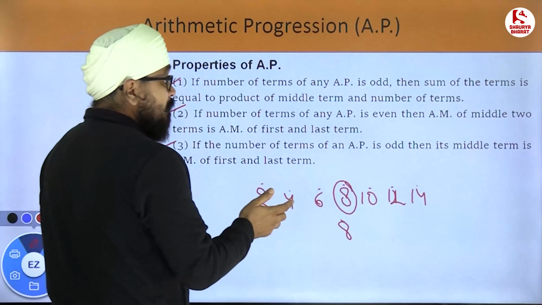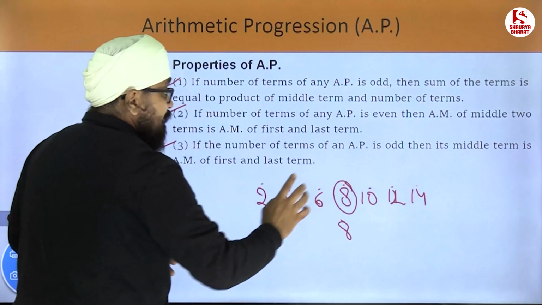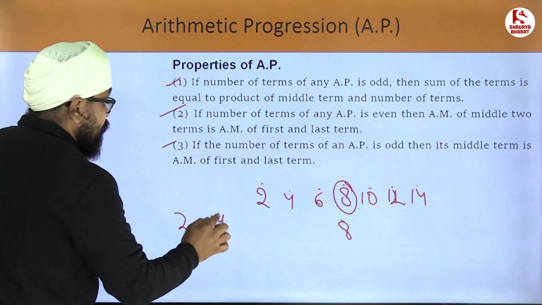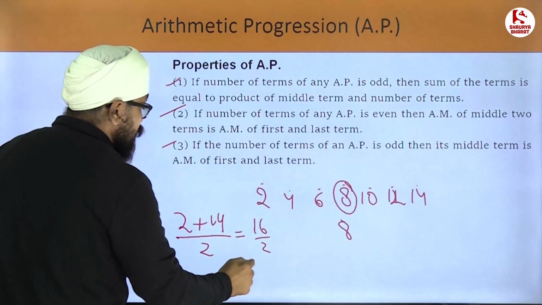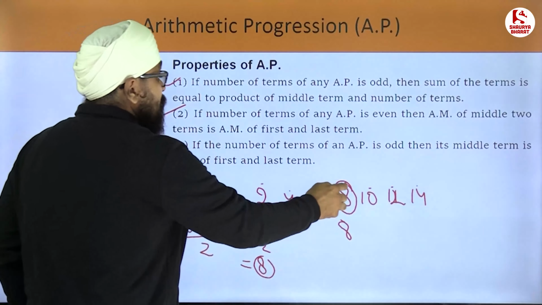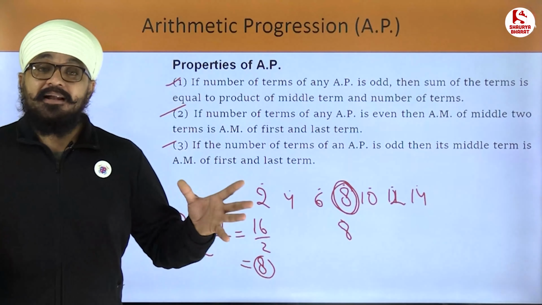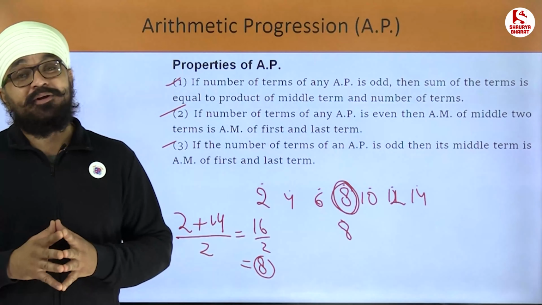So what can you say about the middle term? As given, you have to take the arithmetic mean of the first term and the last term. So 2 and 14: if you add them and take the arithmetic mean, this comes out to be 16 upon 2, which is 8. That means the middle term is actually the arithmetic mean of the first and the last term. So this is an important property. These three properties can come directly into your examination.